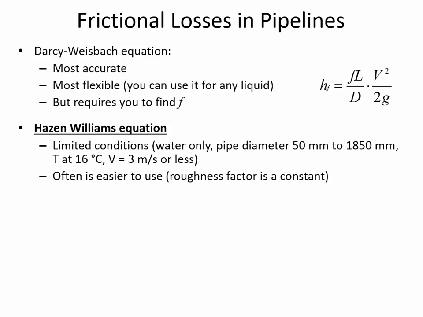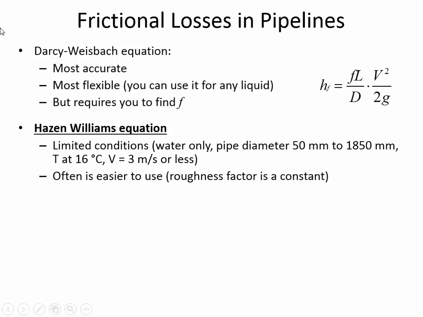It's also limited to that range of pipe diameters, 50 millimeters to 1850. And that's a pretty wide range, but the pipe rack that we have back in the lab, many of those pipes are smaller than 50 millimeters in diameter. So a really small pipe, you're going to get poor results from Hazen Williams because we're outside of the range in which this empirical equation was derived.